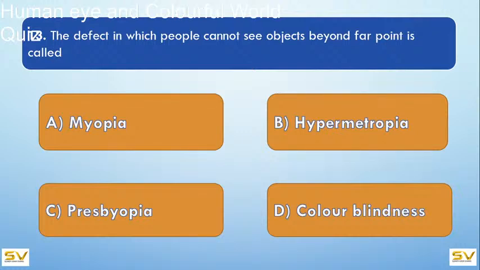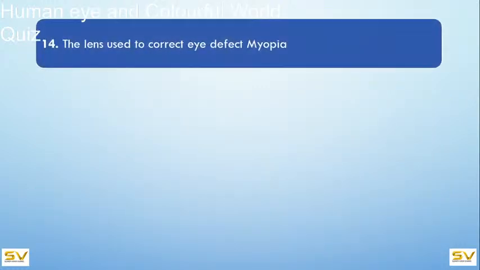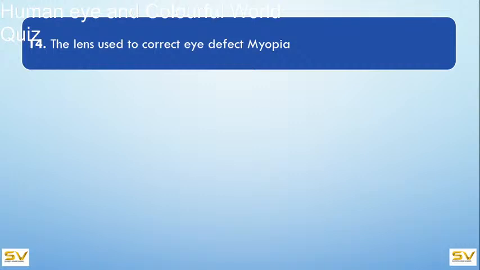So I think Likita, Lakshmi, Rihan and Alim Khan entered it correctly. Very good. So myopia, we call that defect as myopia. And then coming to the 14th one. The lens used to correct eye defect myopia.